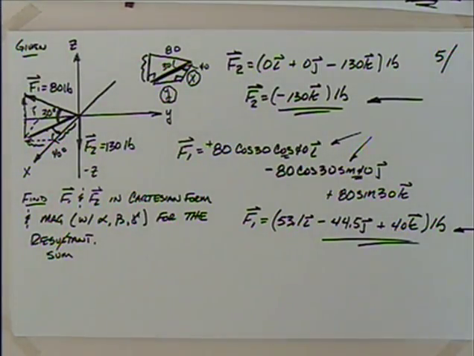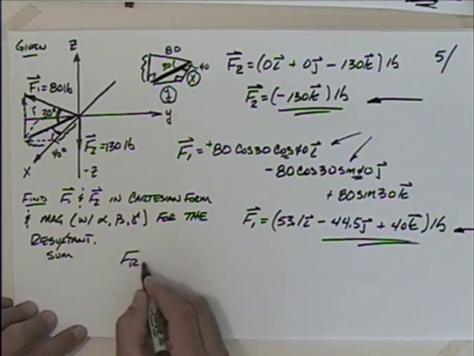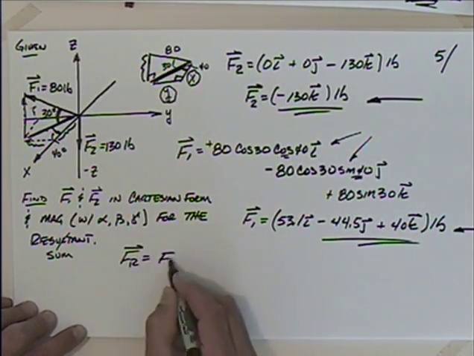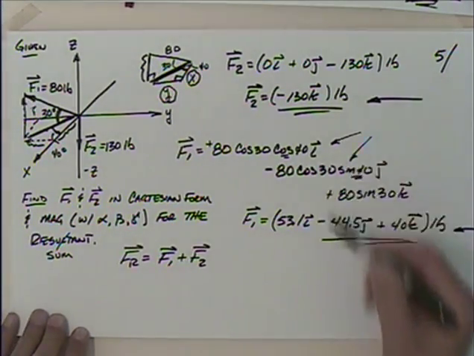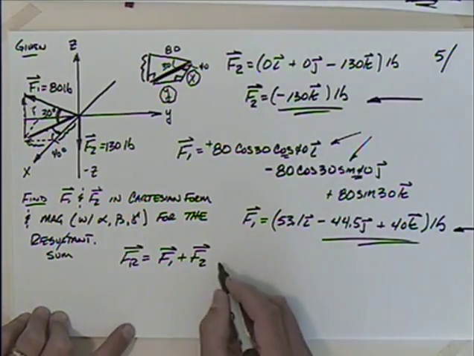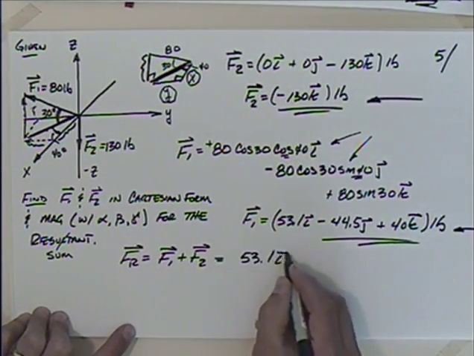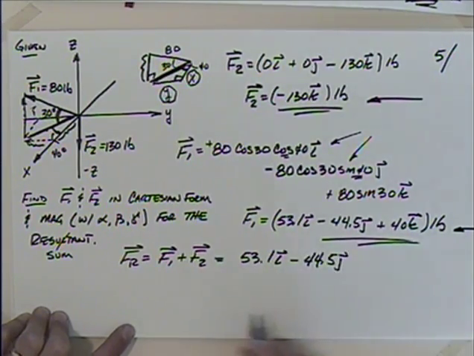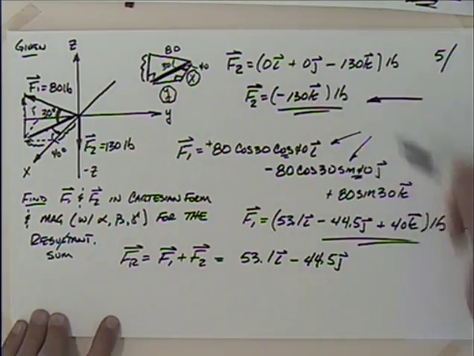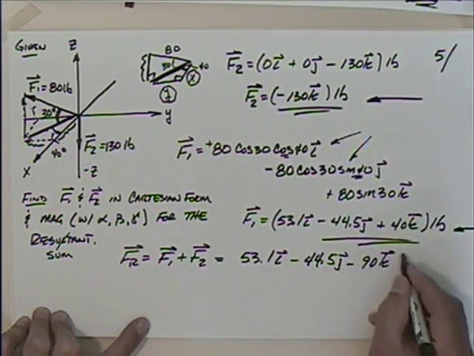That seems reasonable. Okay. So if I want the resultant, I can say then that the resultant is really just equal to F1 plus F2. I take these, I add the i's to the i's, j's to the j's, and the k's to the k's, and I will come up with 53.1 in the I direction minus 44.5 in the j direction. Easy so far. I'm going to take minus 130 plus 40 gives me minus 90 in the k direction.